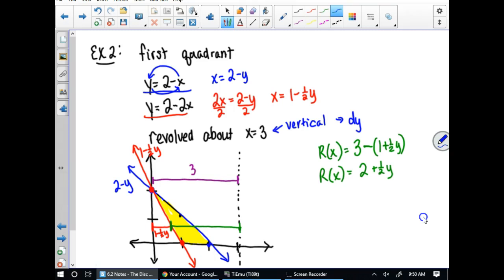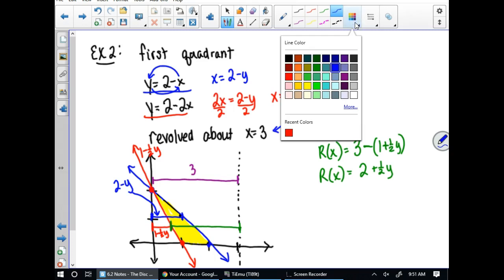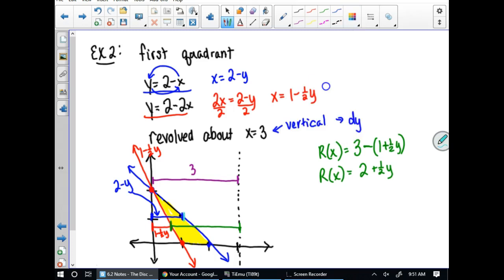And so for our inside radius, whenever you look at this part right here, that 2 minus y is the distance from here to the y-axis. So the equation always gives you the distance from that point to the axis, the y-axis or the x-axis, depending. So if I don't want that, if I instead want this distance here, that's my inside radius. How could I get that?